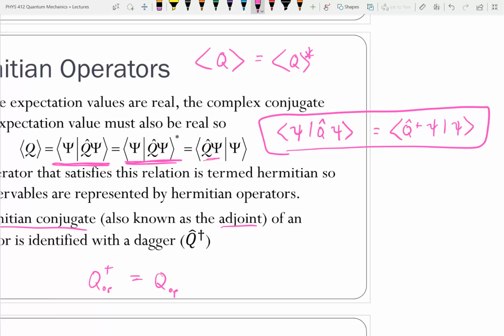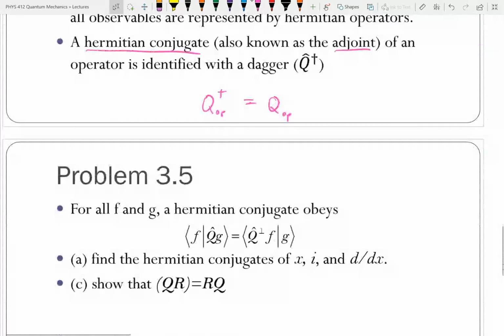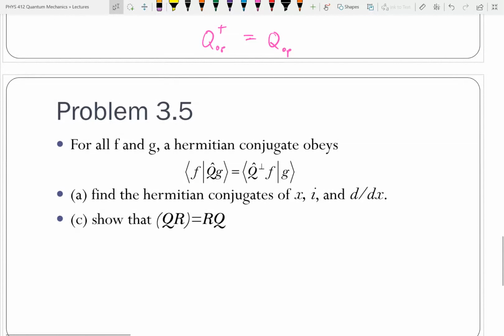Now, all of that is pretty unclear, I'm guessing. If that's clear to you, then I did far better than I expected. So what I want to do, that was my best effort at doing a dagger, was to go through this problem. This is a problem in the textbook, problem 3.5, as luck would have it. And start with this definition. For all F and G, a Hermitian conjugate obeys this, to check that out. So what does it mean to have that equation written?